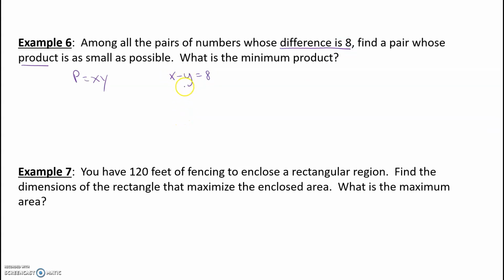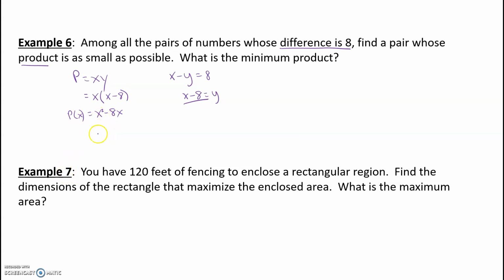Now I'm going to go ahead and use substitution. So I'm going to get y alone. Add y, subtract 8. So now every time I see a y, I can plug in x minus 8. So we're going to come back here, x times, and instead of y, we're going to put x minus 8. We're going to go ahead and distribute: x squared minus 8x, and there's our function.